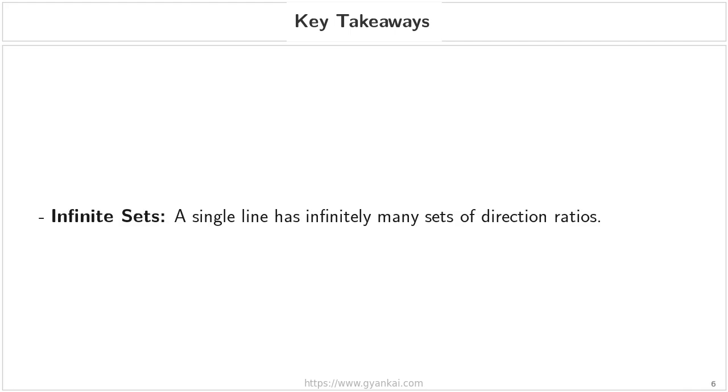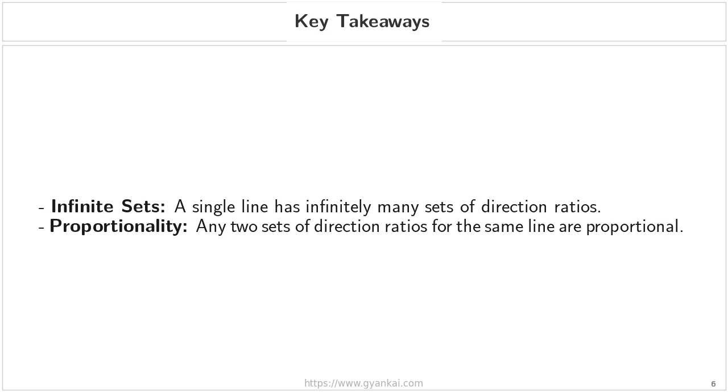Key takeaways. First, remember that we are dealing with infinite sets. Unlike direction cosines, which are unique for a specific directed line, a single line in three-dimensional space actually has infinitely many sets of direction ratios. Second, we have the principle of proportionality. This is the core of what we discussed earlier. Any two sets of direction ratios that represent the same line must be proportional to one another.